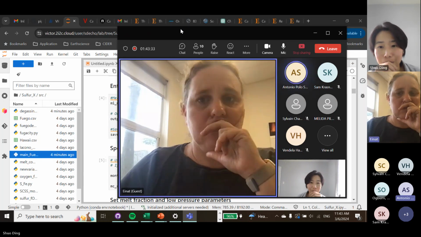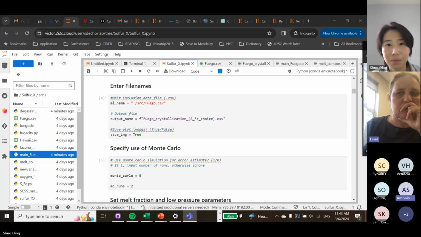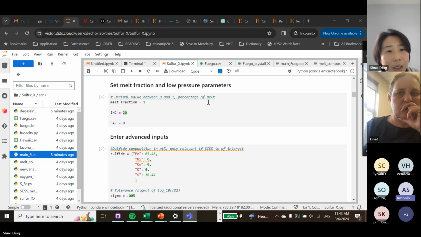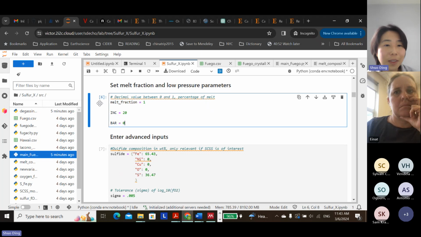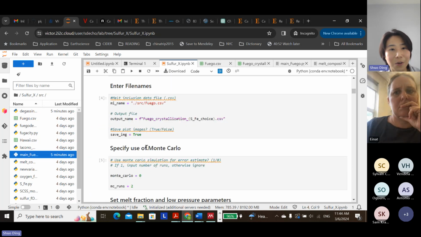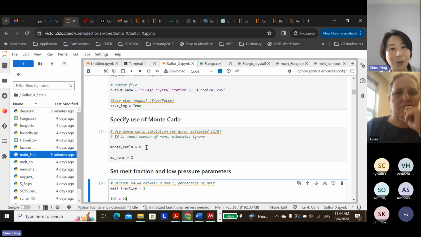Could you explain again the set melt fraction and low pressure parameters? What's the meaning of INC and BAR? This is not necessary for everyone. I would only recommend it after you adjust all the other things, for example the step size of the run, and also the sigma.